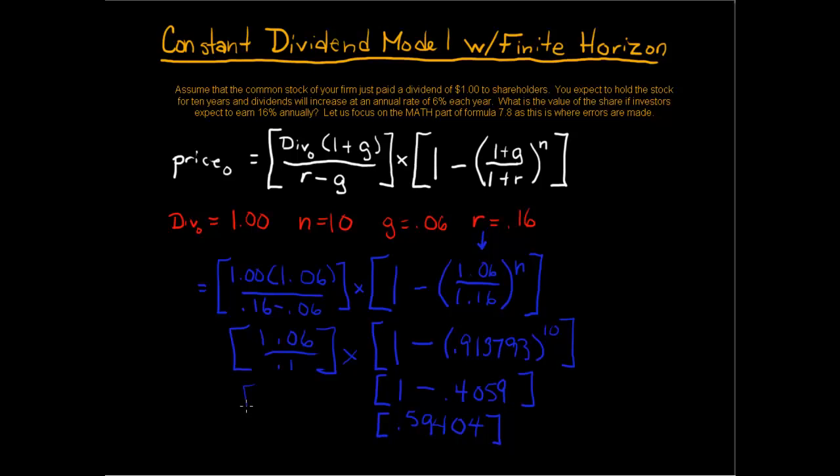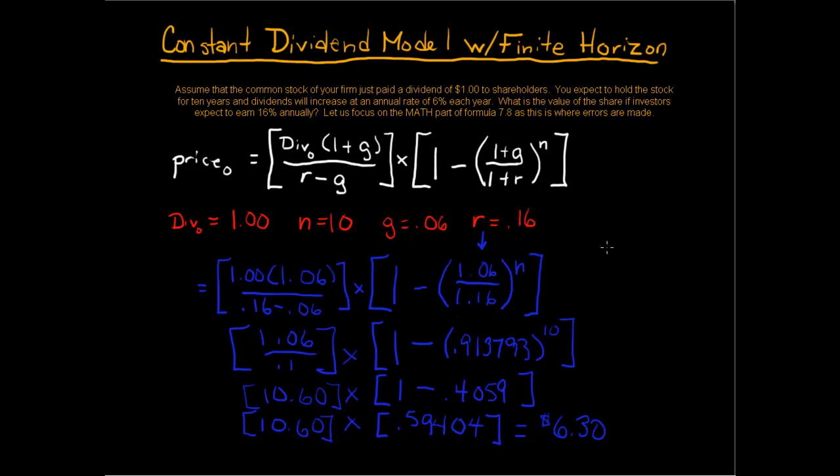Now if we go through the math on this part, we're going to have 1.06 over 0.1. So that turns out to be $10.60 times that, 1060 here, equals $6.30. Now this is the portion of the dividends that you're going to be receiving. Keep in mind though that you probably anticipate that you're going to sell the stock at the end of the 10th year. So you also are going to have a second component.